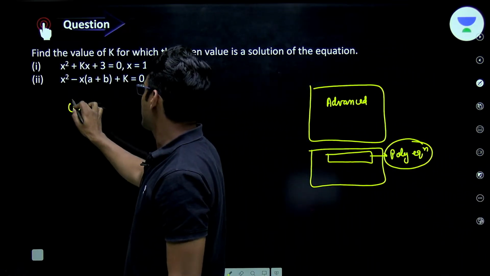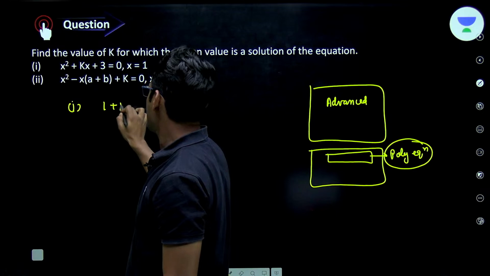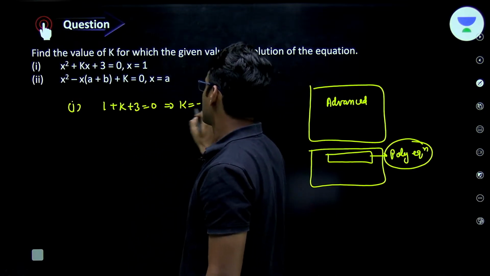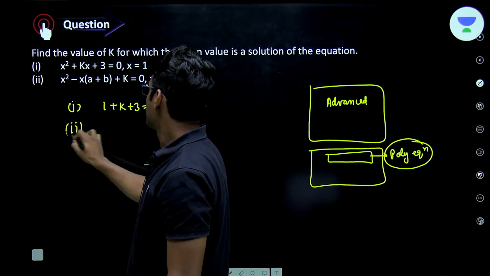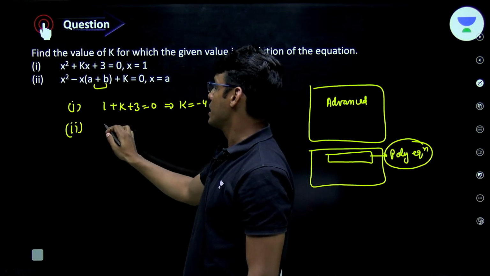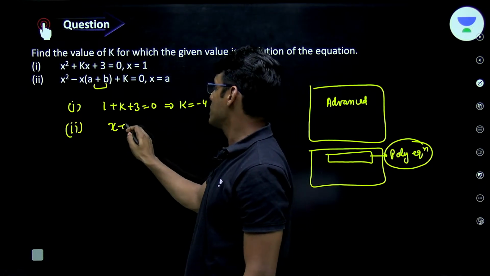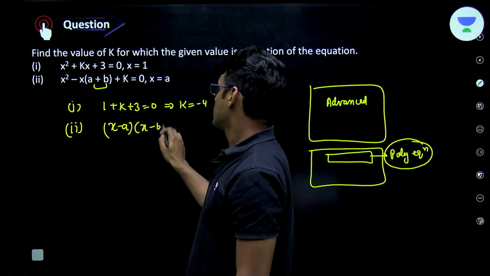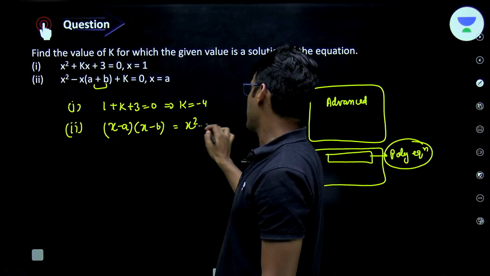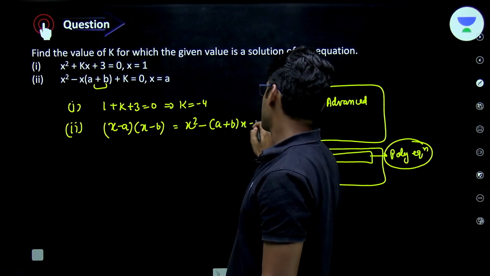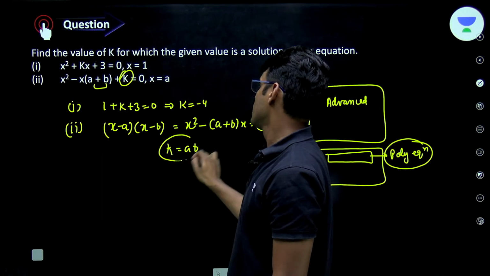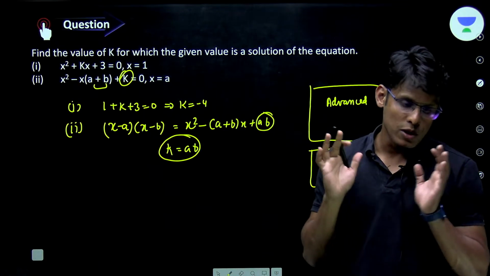If x equal to 1 is a solution, then we have 1 plus k plus 3 is equal to 0, which means k is equal to minus 4. Second, see, this is a number sense. When I see minus a, minus b here, I just simply see it like this, right? This is how I am conditioned to do. Now this is x square minus (a plus b)x plus ab. Comparing the coefficients, we have k is equal to ab. Getting my point? Am I making absolute sense?